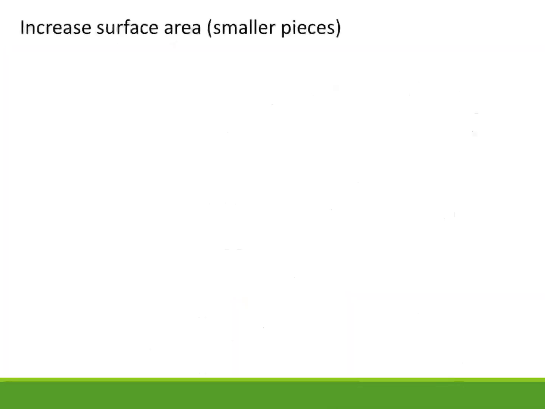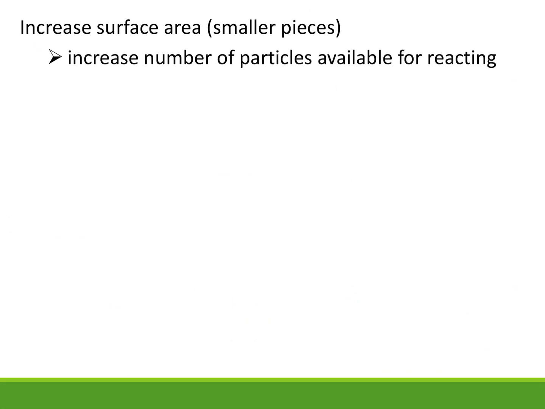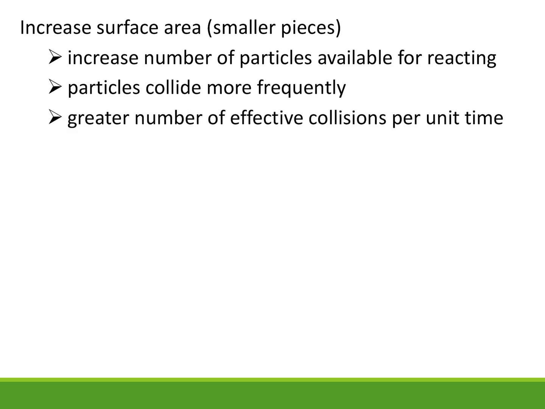And if we have more collisions, the chances are that we're going to have a greater number of effective collisions. Now what I need you to see in your notes is that I've only done these reactions from the point of view of increasing the rate of reaction. Everything is the reverse if I decrease it. So if I increase the surface area, we increase the number of particles available for reacting, which means the particles collide more frequently. There's a greater number of effective collisions per unit time. We increase the rate of reaction.